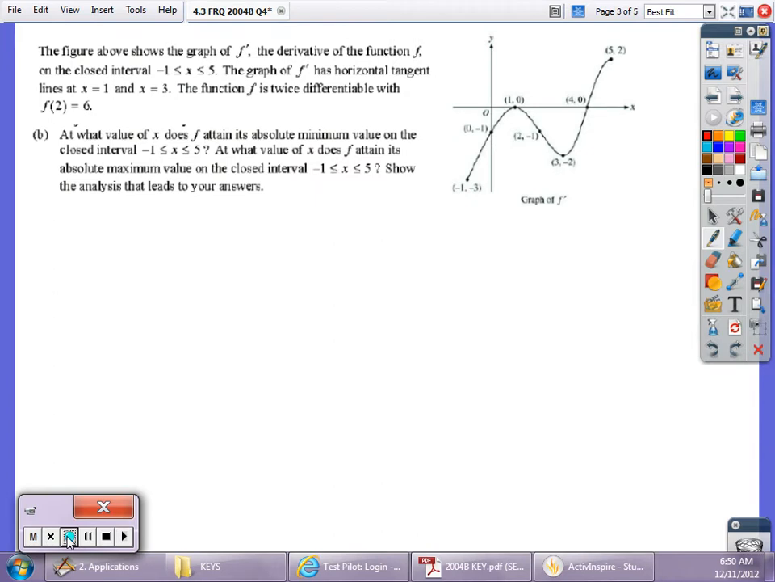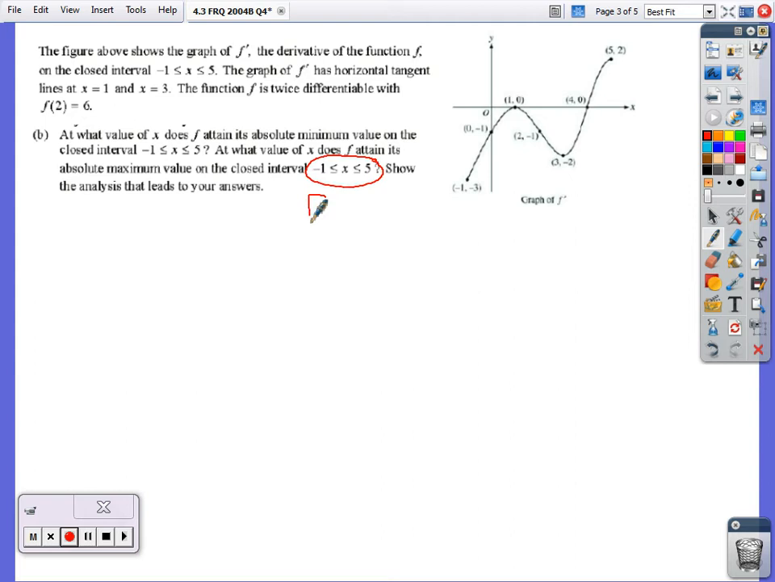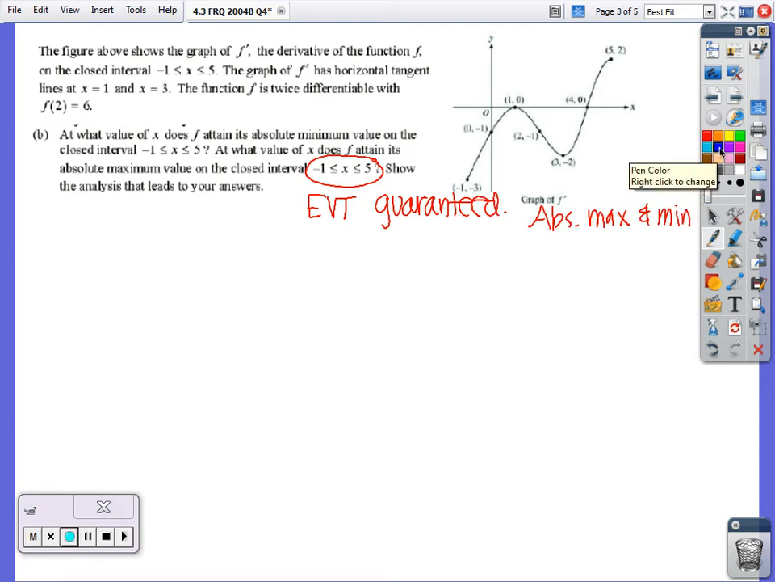So part B, at what value of x does f attain its absolute minimum on the closed interval? At what value of x does f attain its absolute maximum on the closed interval? So you see how they keep using this closed interval? Well, remember we said EVT works? You're guaranteed. That's how they can tell you that there's absolute. You're guaranteed absolute max and min. So we know that there's an absolute max or min through EVT. Remember that it could actually be the endpoint.